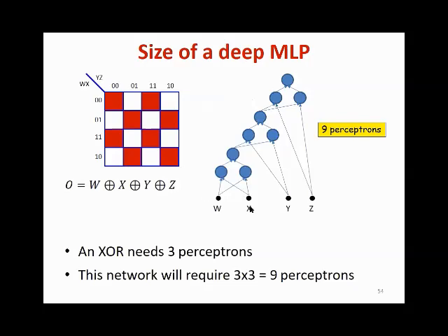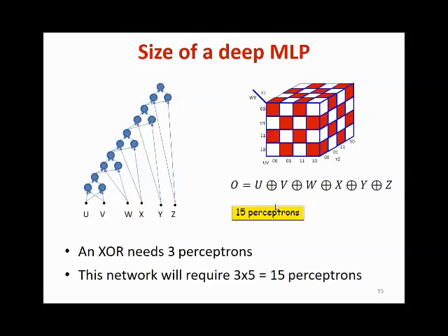First, you compute the XOR of W and X. Then you XOR the output with Y. And then you XOR that output with Z. And each XOR is going to require 3 perceptrons. So this network only needs 9 perceptrons. This one, which is over 6 variables, has 5 XORs. Each of these XORs will require 3 perceptrons. So this deep MLP will only require 15 perceptrons.